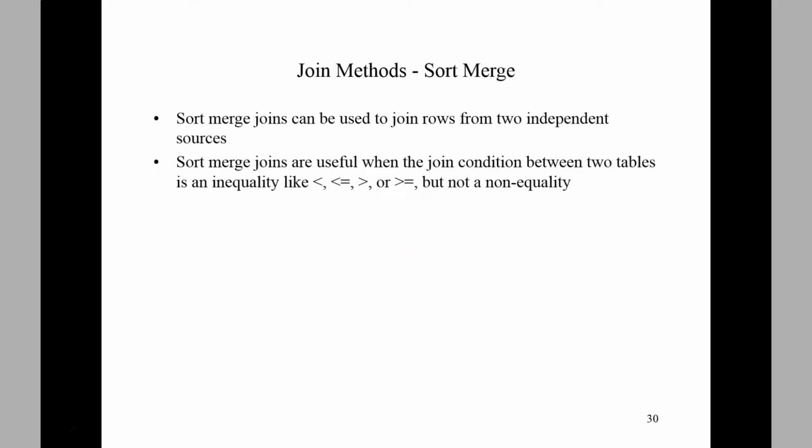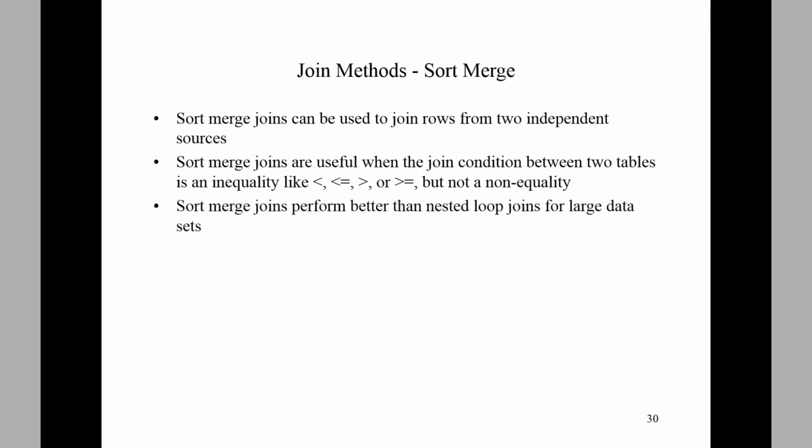And now our third join method, the sort merge. Sort merge joins can be used to join rows from two independent sources. Sort merge joins are useful when the join condition between the two tables is an inequality, such as less than, less than or equal to, greater than, or greater than or equal to, but not a non-equality.